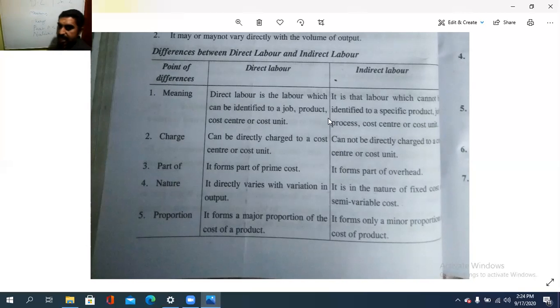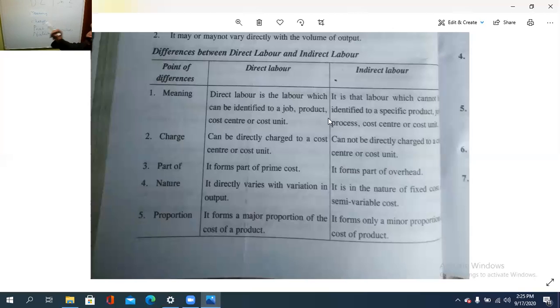Then proportion. Direct labor forms a major proportion of the cost of the product, while indirect labor forms only a minor proportion of the cost of the product. So which one forms a major proportion? Direct labor, while indirect labor is the minor proportion.